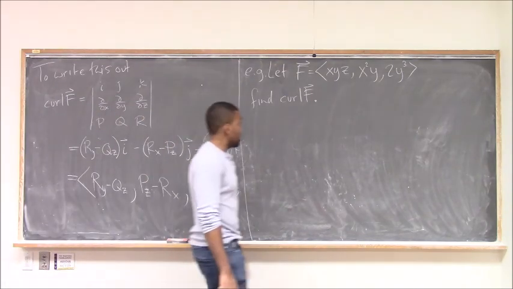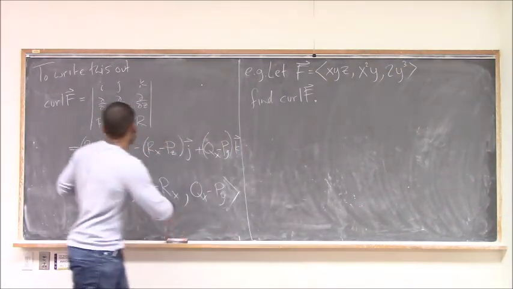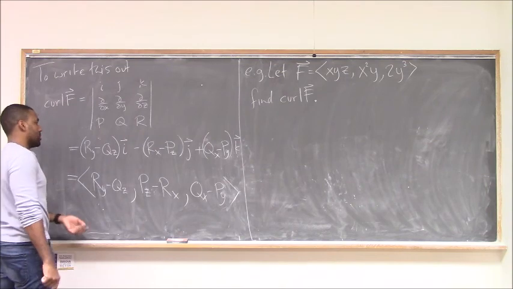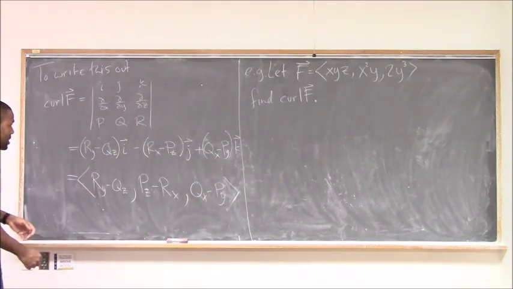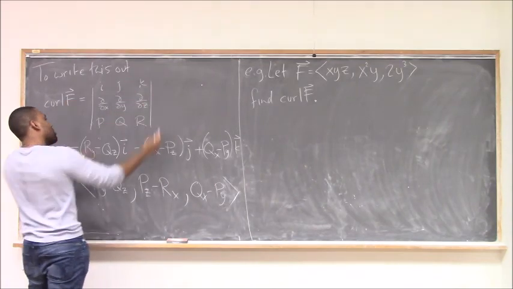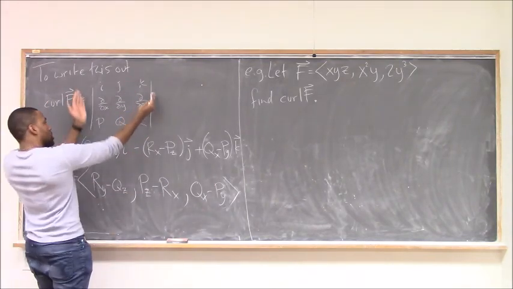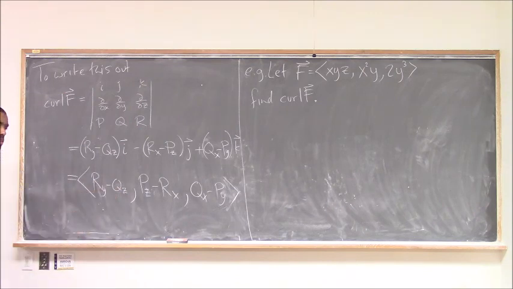So here's how we do it in practice. You're pretty much going to set this up. You can memorize this if you want, but I wouldn't care to memorize that. I just know the method for finding it. Just set up this determinant and then compute the vector.